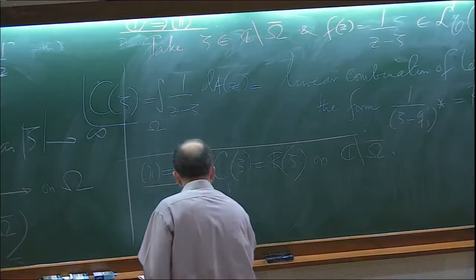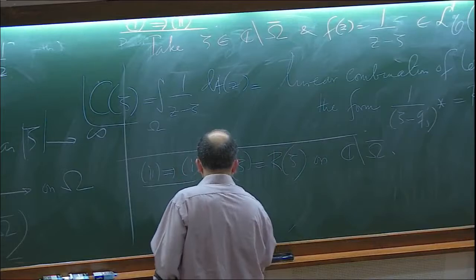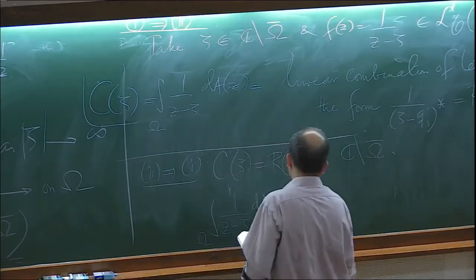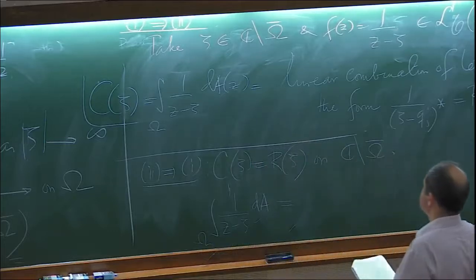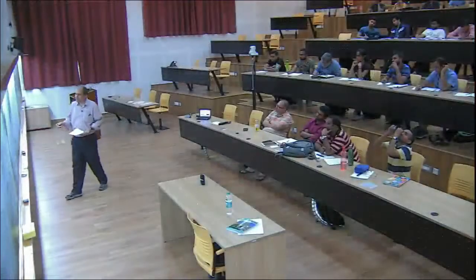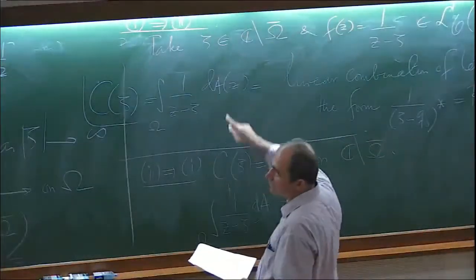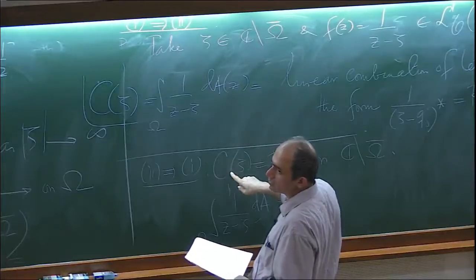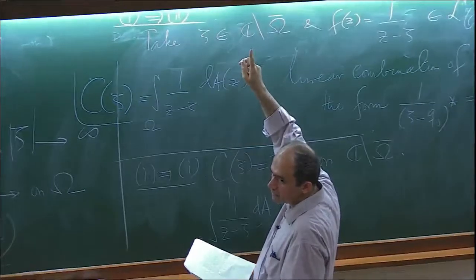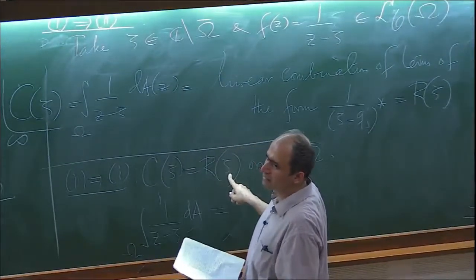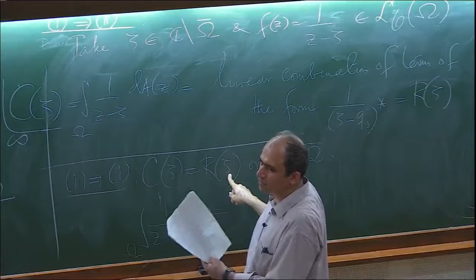So the Cauchy transform is the integral of 1 over z minus zeta on the domain D. What can I say about the right hand side? Let's see what happens here. At infinity, C has growth mod zeta to the half. So therefore, I have a rational function which has the same order of growth, mod zeta to the half.